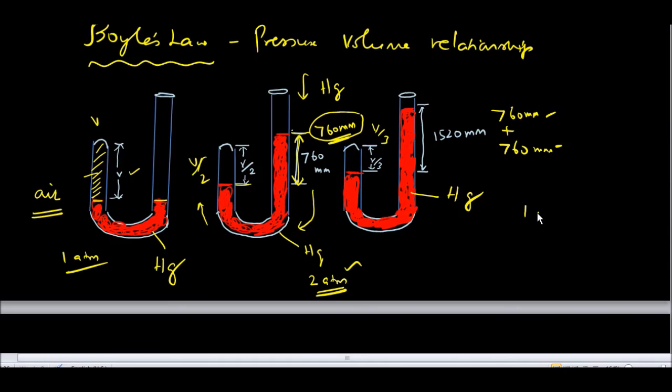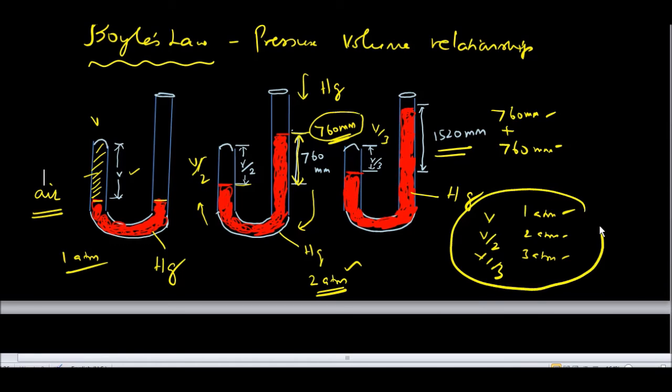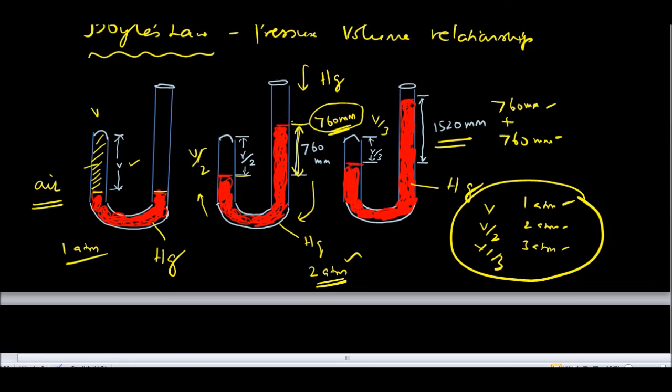So originally it is 1 atmosphere in the first tube, in the second tube it is 2 atmosphere, and now it is getting converted into 3 atmosphere, because the mercury height is 1520, 760 plus 760. And the original volume is V. In the second tube it is V by 2. In the third tube it is V by 3. It indicates that pressure and volume are inversely proportional to each other at a fixed temperature T.